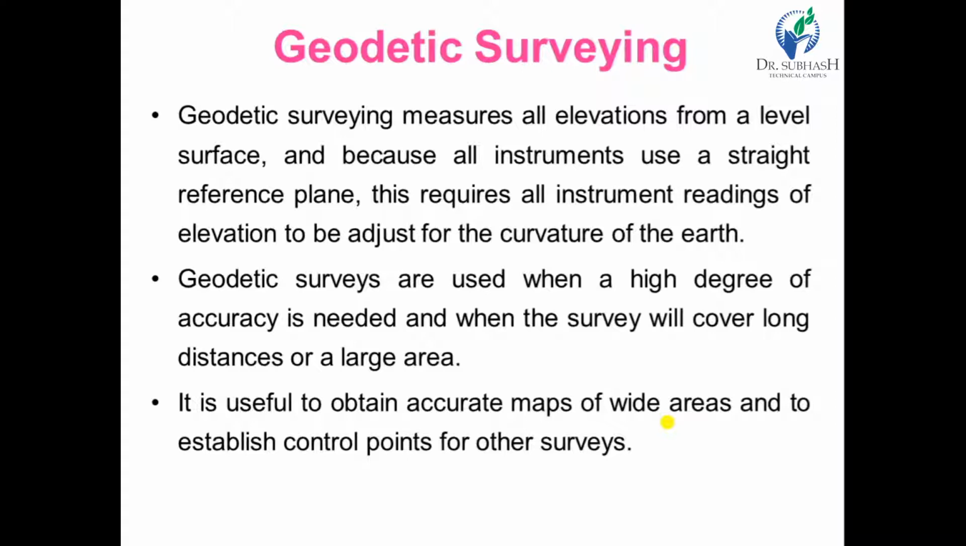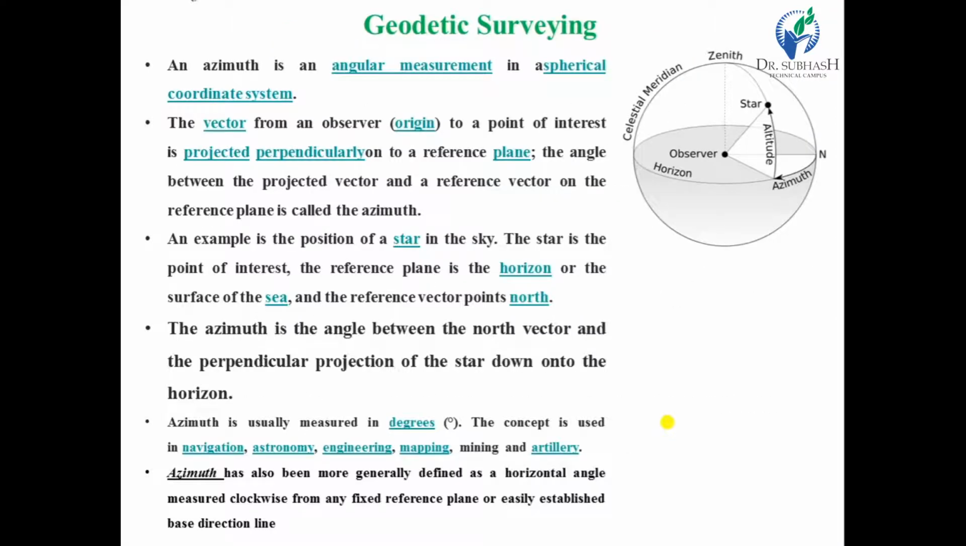Geodetic surveying is generally used when a high degree of accuracy is needed, or when the survey will cover a long distance or a larger area, like square kilometers or many kilometers or miles. It is useful to obtain accurate maps of wide areas and to establish control points for other surveys. Now, some of the terminology used in geodetic surveying, we have to learn about.